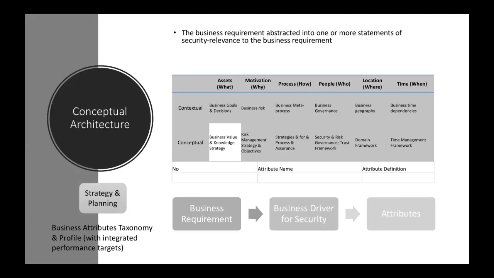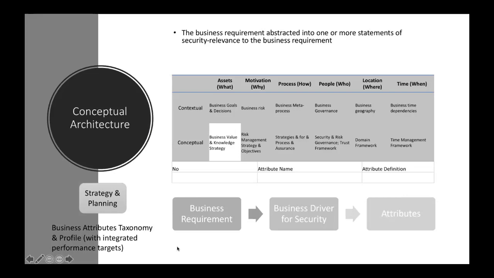In this artifact, what we are looking for is the attribute name. We select an attribute like accessible, and then we define a specific definition for it for this particular organization. What do we mean by accessible? Accessible means the ability to access a certain system at any time through different means of communication.